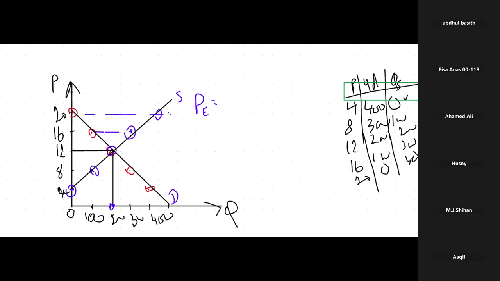So how much is the price now? 12 rupees. Quantity, equilibrium quantity, 200 units. Okay. Equilibrium price is 12 rupees. Equilibrium quantity is 200 units. Just check whether it is clear for you.